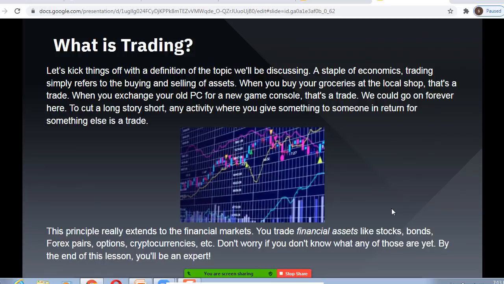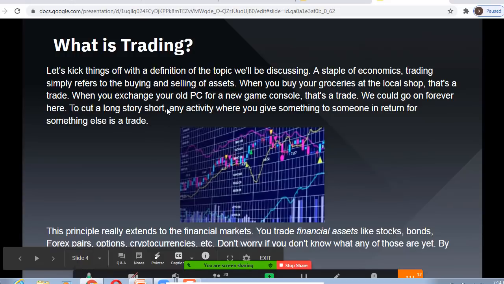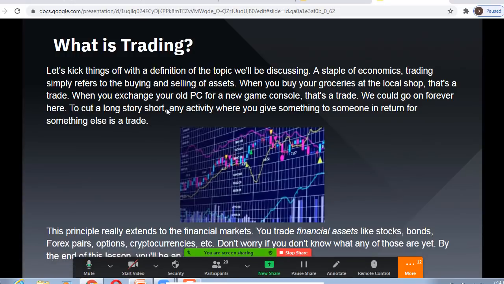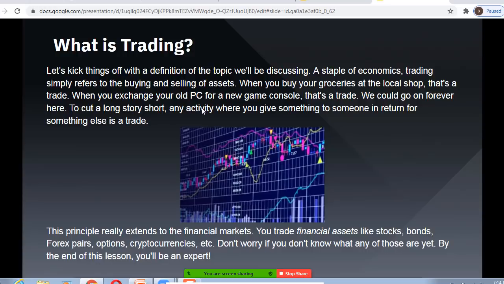So now when we talk about trading, we all know that if you go to the market, either a local shop or anywhere in the world, and you want to buy something, there must be an exchange. You have to exchange your naira for that product or goods you want to buy. That is a trade. You've actually performed a trade. So when you exchange your old PC for a new game console, you have actually traded. So when you want to take a trade, you actually pay for something, or somebody is paying you for something. So there is an exchange taking place. When such a thing occurs, we say that a trade has occurred, and that process is called trading.